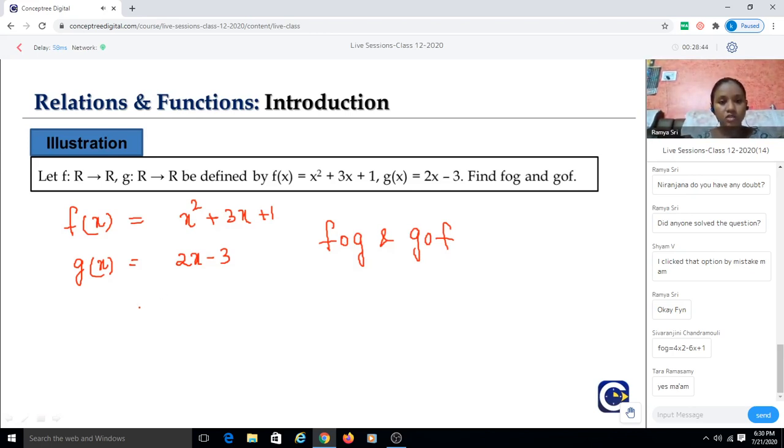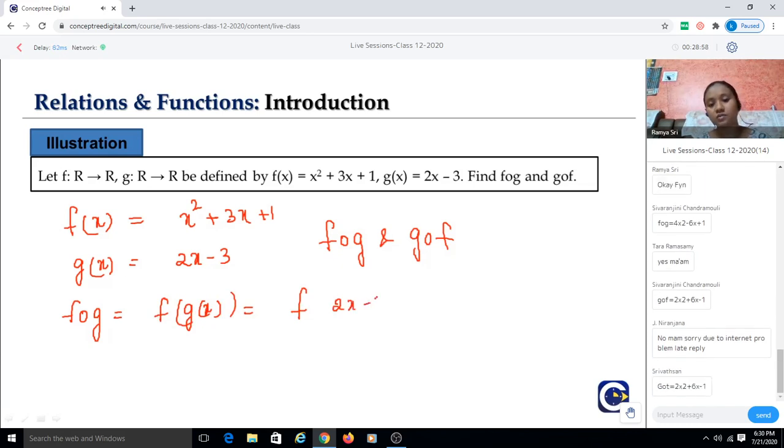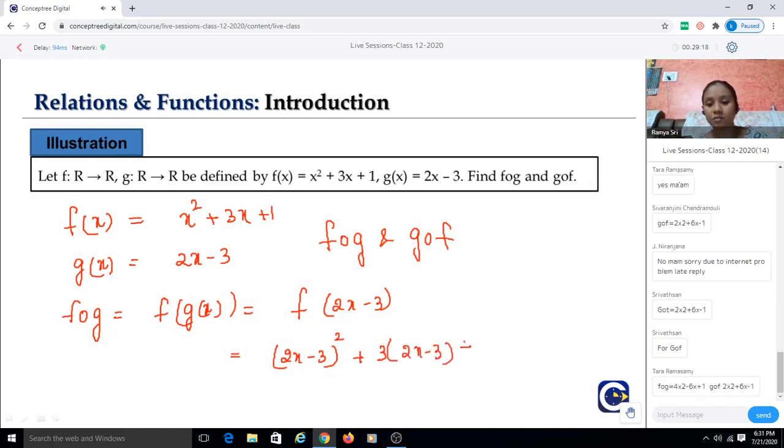So the first composite function we have to find here is f of g, which is nothing but f of, what is our g function given here? 2x minus 3. So for the function f of x, our x will become 2x minus 3, which means we have to substitute 2x minus 3 in place of x in our function f of x. So it will be 3 into 2x minus 3 plus 1.